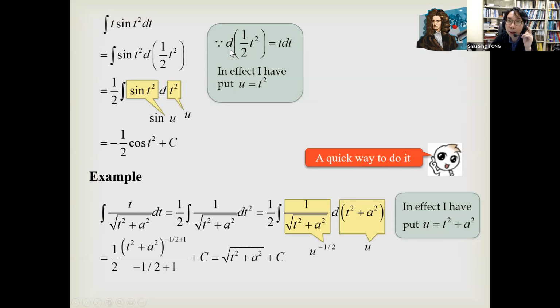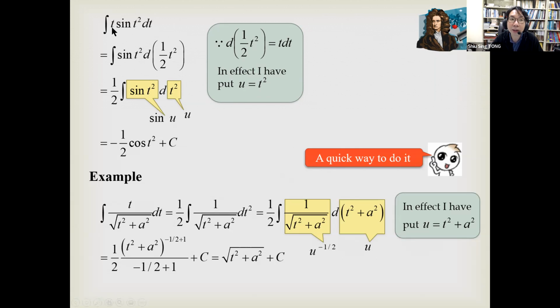Now in my mind, I can think about this. Instead of making the variable t, because I now have another t outside, right? I have t dt. But t dt is what? t dt is the derivative of t squared over 2. Is that right? And if I change this t dt to d of 1/2 t squared, then my integration variable will be t squared. And in effect, I have put u as t squared. Is that right? In my mind, I have put t squared equal to u. I just don't explicitly write it right out.